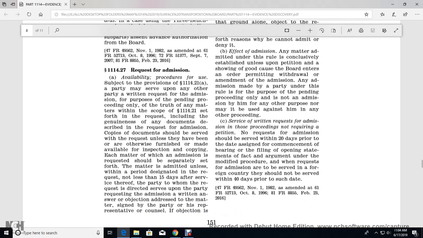Effect of the admissions. Any matter admitted under these rules is conclusively established unless, upon motion showing good cause, the board enters an order permitting the withdrawal or amendment of the admission. An admission made by a party under this rule is for the purpose of the pending proceeding only, and is not an admission made by him for any other purpose, nor may it be used against him in any other proceeding.